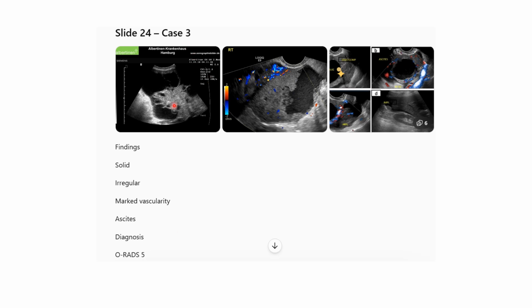Case 3, you can see what is happening here. This is the lesion in the ovary. You can see the solid mass, the solid component with increased vascularity, score 4. So findings: solid, irregular, marked vascularity, ascites. Then diagnosis: O-RADS class 5.